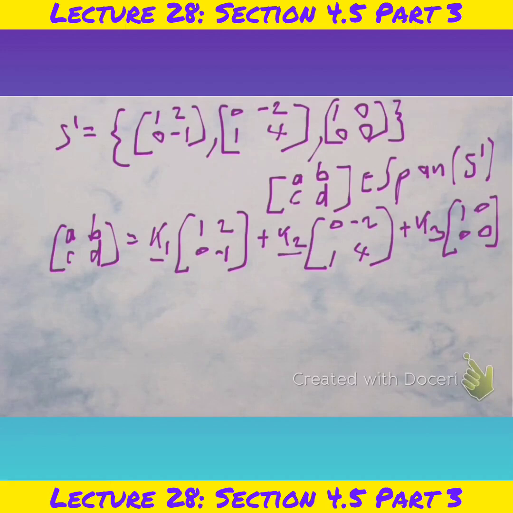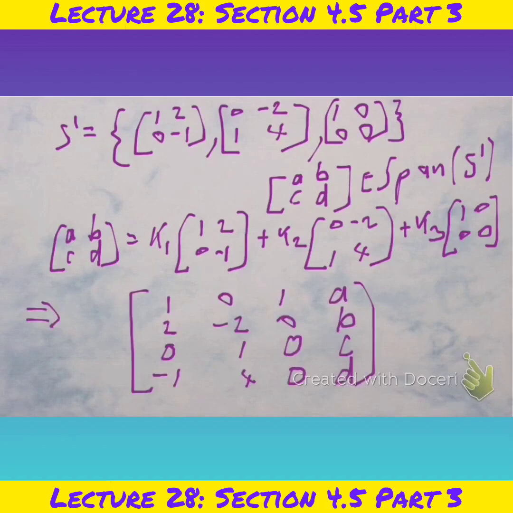K1 is going to be an unknown, K2 and K3. And how many equations are you going to have? You're going to have 4 equations. From there we get the given matrix.